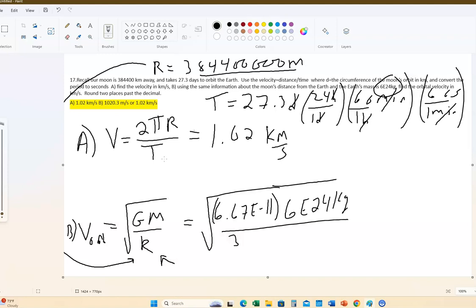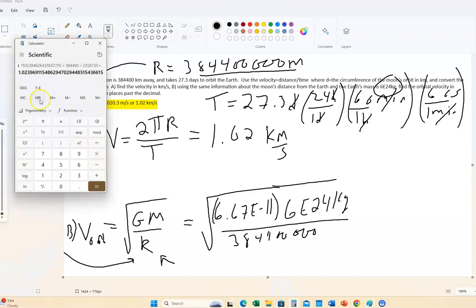So it's going to be 384,400,000, right? Because it has to be in meters. All right, so here we go. Let me get my calculator. All right, so that's the answer we got from the first part. All right, so here we go.